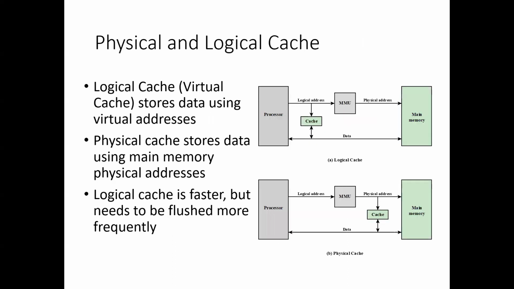So there can be a physical and a logical cache. A logical cache, or virtual cache, stores data using virtual addresses. The physical cache stores data using the main memory physical address. The logical cache is faster, but it needs to be flushed out and changed around more frequently.